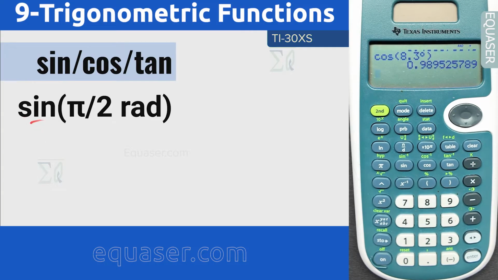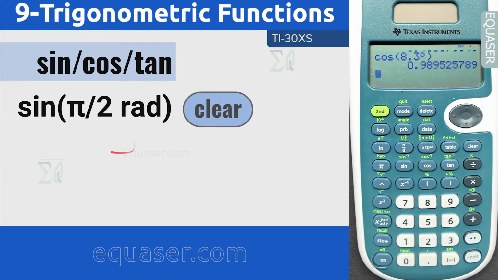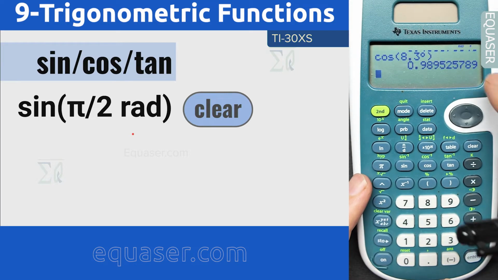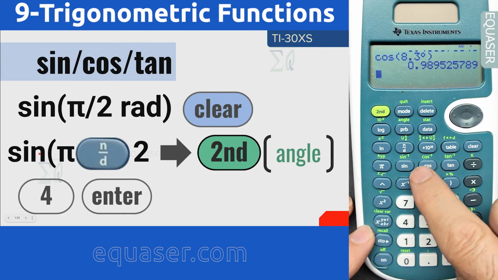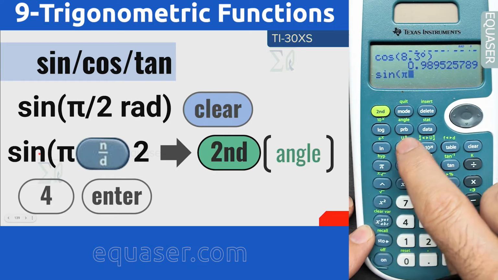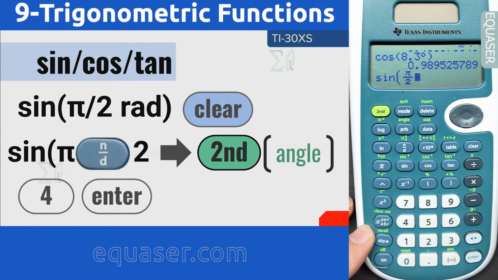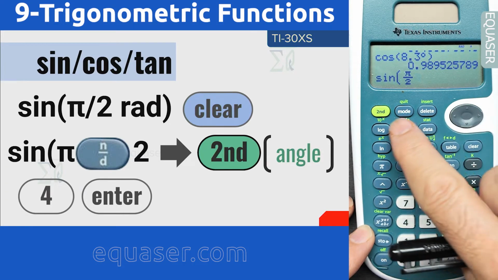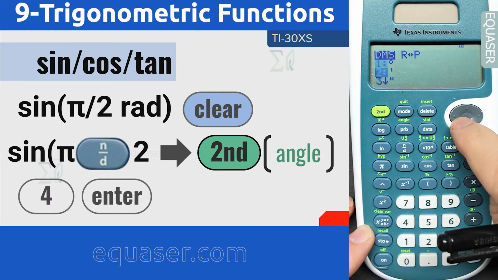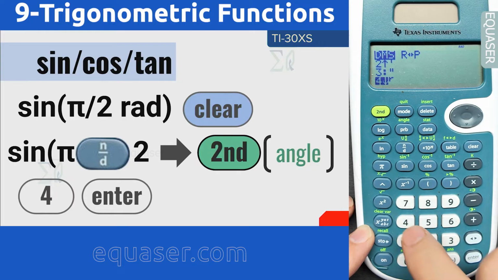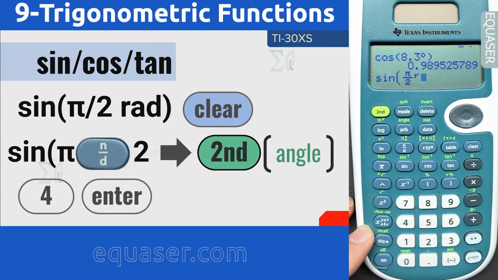Let's say sine of pi over 2 in terms of radian. Press sine of pi over 2, with the arrow go to the right, and then second function angle, go down until you see r, radian, number 4. Now it says pi over 2 radian, close and equal, and we got the correct answer.